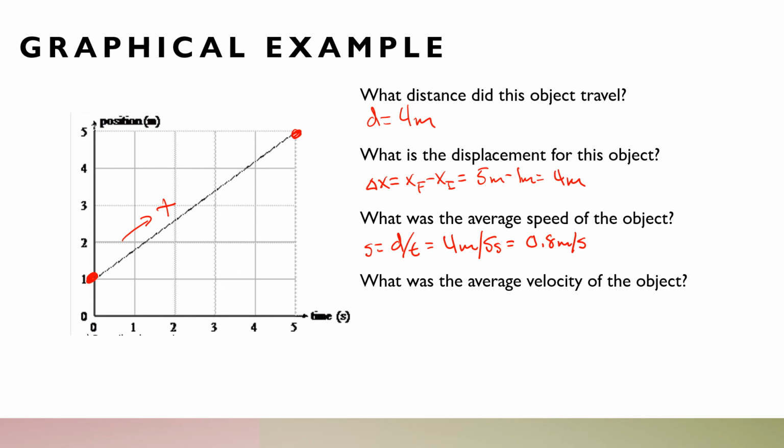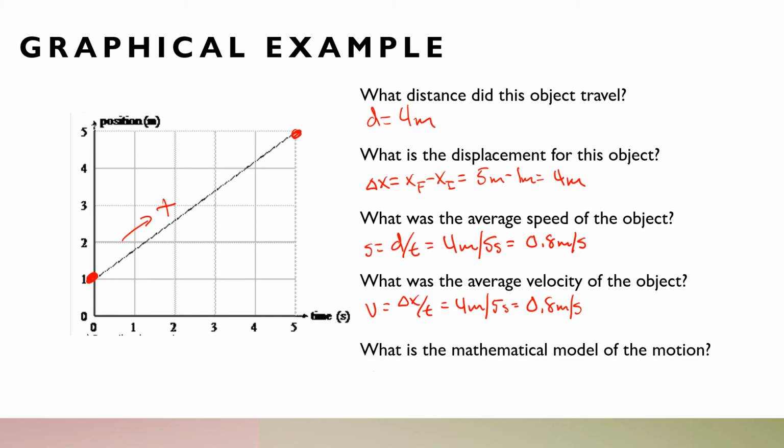Okay, cool. Now, average velocity for this object. Well, velocity is delta x over t, and we found our delta x is 4 meters. Our time is 5 seconds, so we have an average velocity of 0.8 meters per second as well. Again, because all the motion is in one direction, the positive direction, the distance and displacement are going to be the same. The speed and velocity are going to be the same. Okay? If we start changing directions, that's when things are going to vary, and you'll see that through the homework you do.